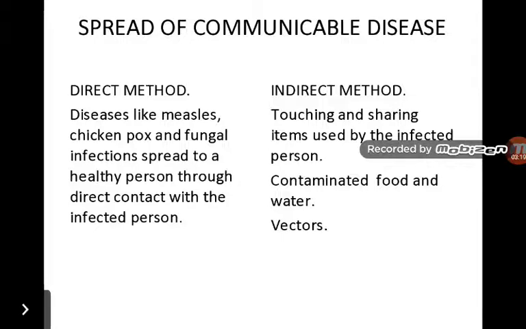Next, last, vectors. Vectors are those organisms, for example houseflies and mosquitoes, which carry germs from a source of infection but themselves do not get the infection. For example, mosquitoes, while feeding on the blood of a malaria patient, gain the germs in their bodies and transfer them into the bloodstream of a healthy person whom they bite. Houseflies carry germs from garbage or sewage and deposit them on food. A person will get the disease if he eats such contaminated food.